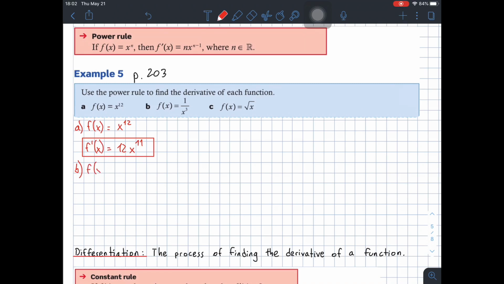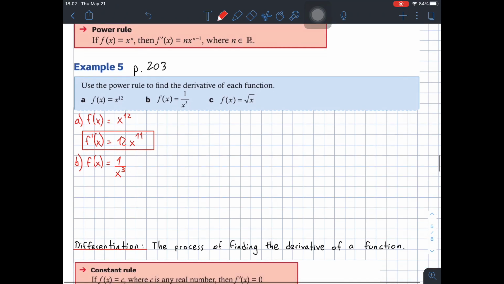We have f of x equals 1 over x cubed. Before we can actually find the gradient function of this, we should always have x in the numerator, on top, right? We cannot apply this rule if the x is in the denominator. So in order to take it up, remember properties of exponents. This is the same as saying x to the power of -3, right? And once we write it like this, then we can find the gradient function, okay?